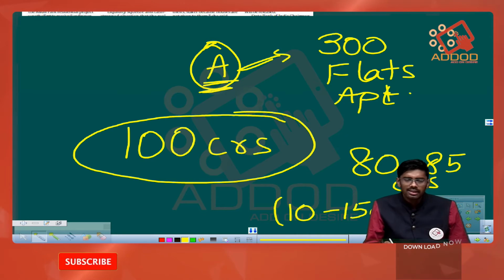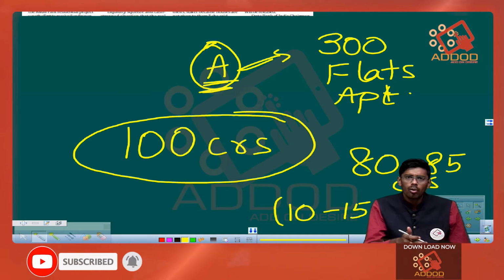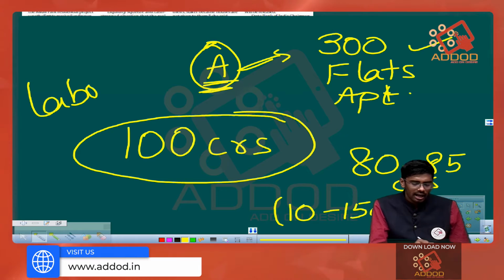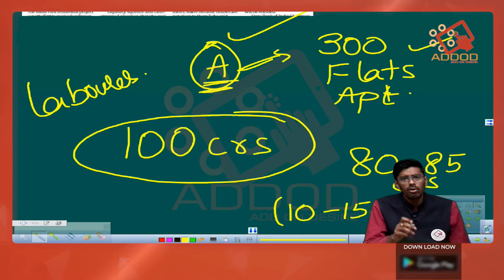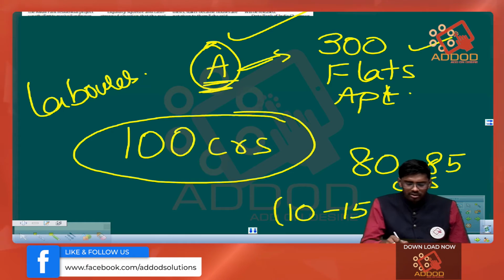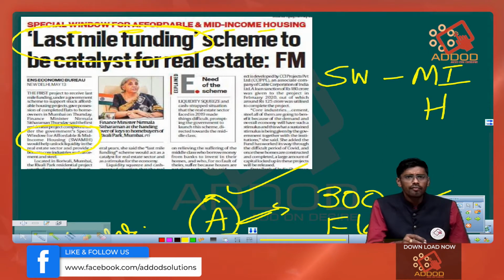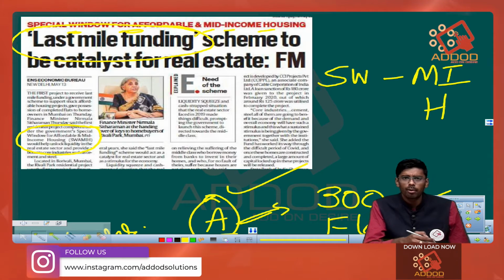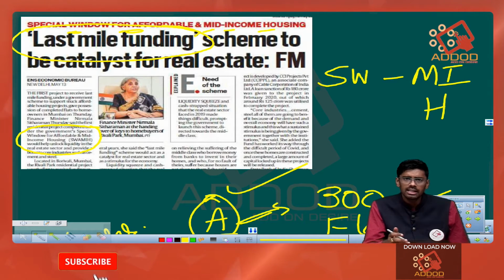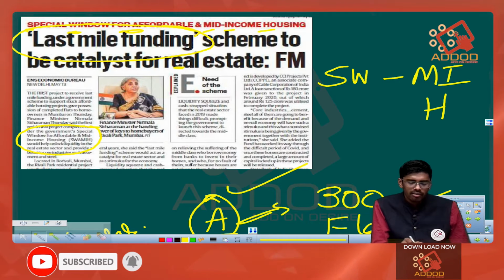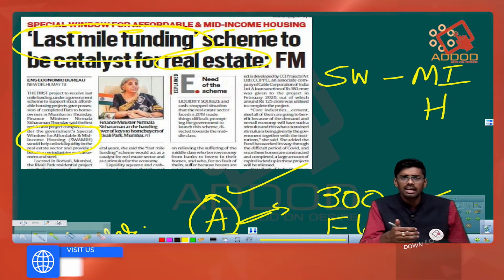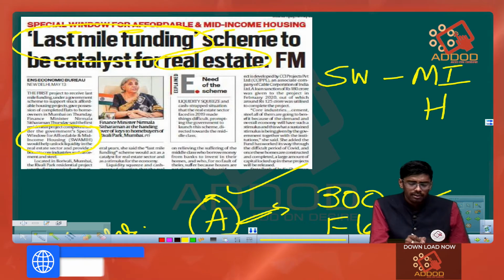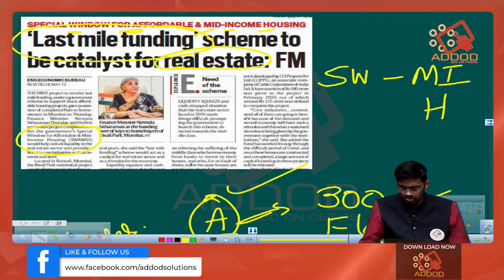So in this case, the government is providing a loan so that the buyers would be benefited, the laborers would be benefited, and the real estate firm also would benefit. And for the first time, the firm has completed a scheme. So it has provided a loan to a particular real estate firm, and it has delivered the flats. This is regarding the special window for affordable and middle income housing.